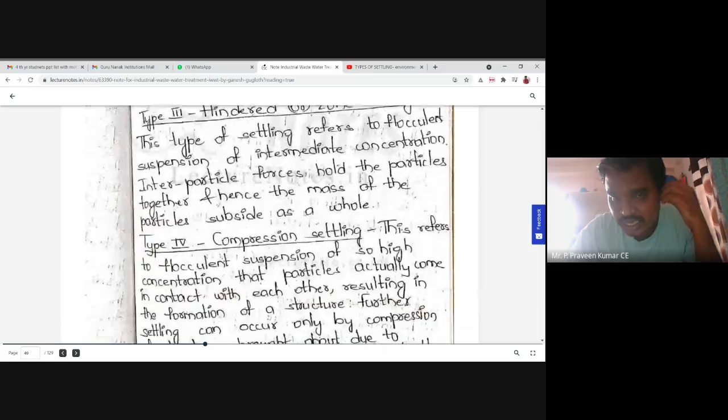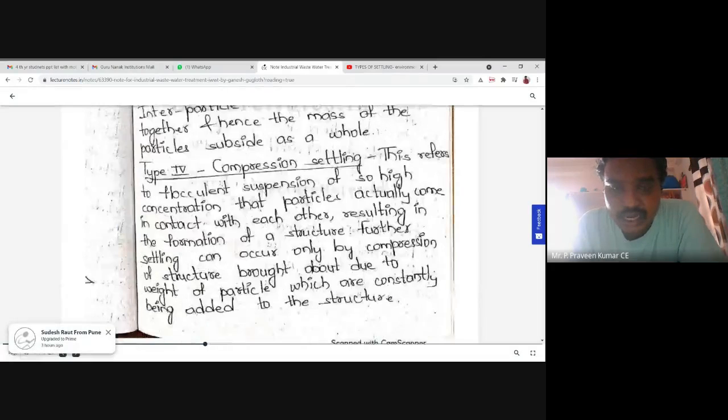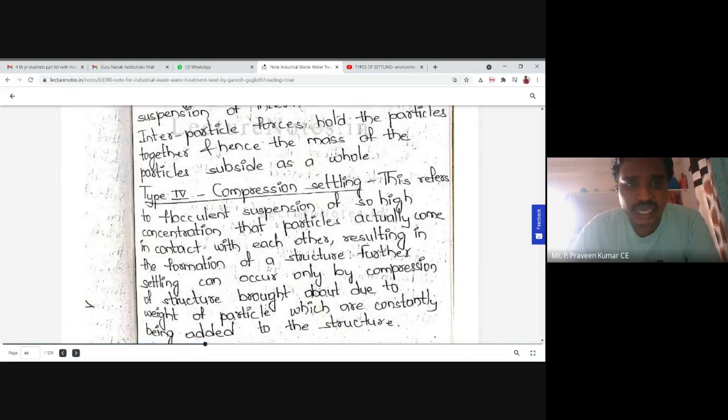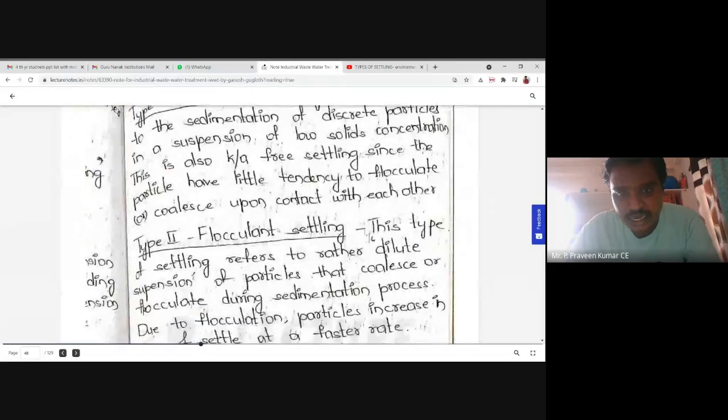Just here at the bottom of the sedimentation tank, we are blowing compressed air. Due to that, what will happen? The water will be circulated throughout this, and all the particles come in contact with each other and are made into a structure. Due to the formation of this structure, the mass of the particles gets higher, and this will be settled very easily at the bottom of the sedimentation tank. These are the 4 different types of settling particles in the sedimentation tank.